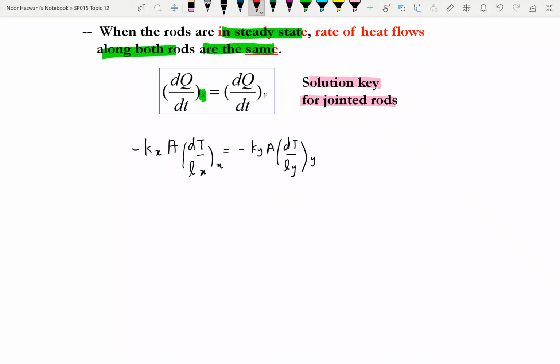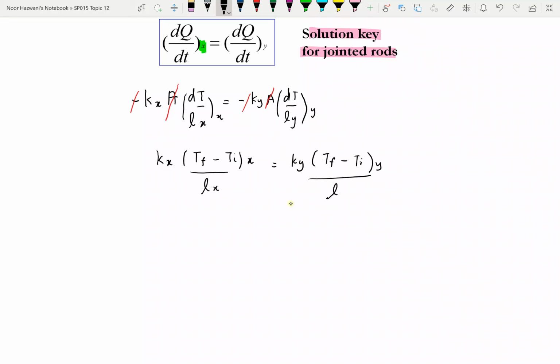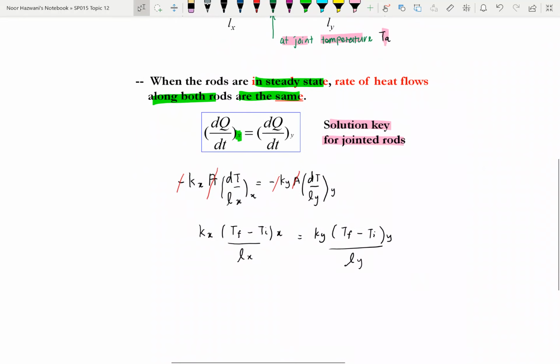Okay, sekarang mana yang kita boleh cancel? Kita cancel lah both sides. So negative kita boleh cancel. Area dia kata sama, so boleh kita cancel. Kalau length tu sama, then you can cancel lah. Kalau tak, biarkan je. Okay, so kita akan ada equation Kx dT, which is T final tolak T initial untuk X, bahagi dengan Lx, sama dengan Ky T final tolak T initial untuk Y bahagi dengan Ly. Okay, sekarang kita akan pertimbangkan apa T final dan T initial untuk X, dan T final dan T initial untuk Y.